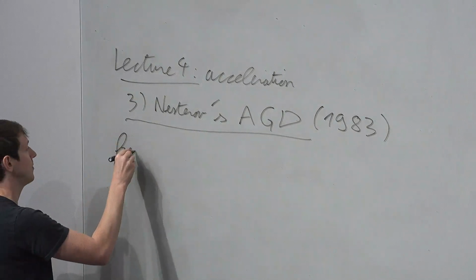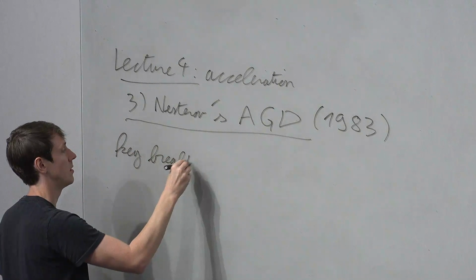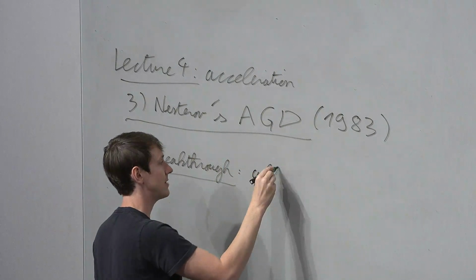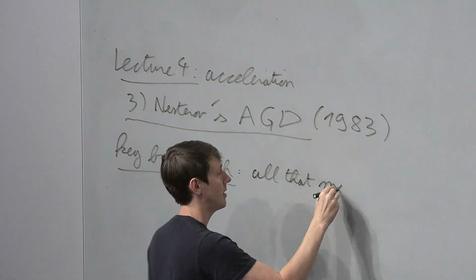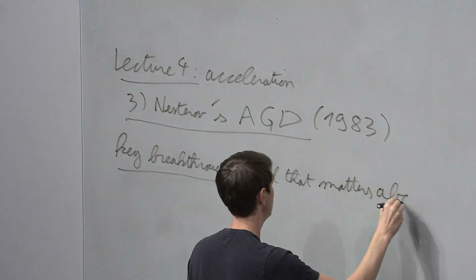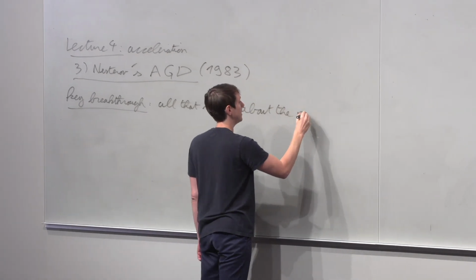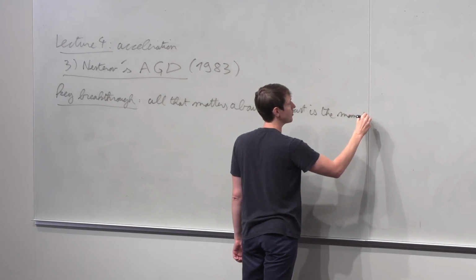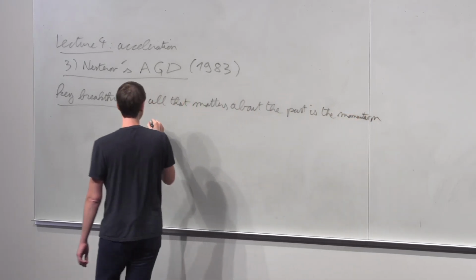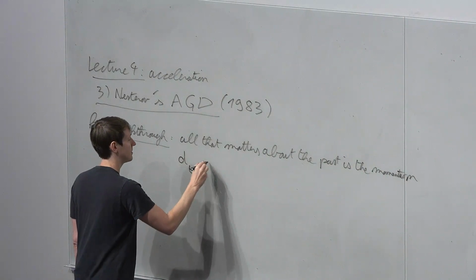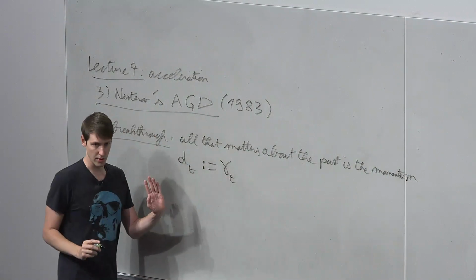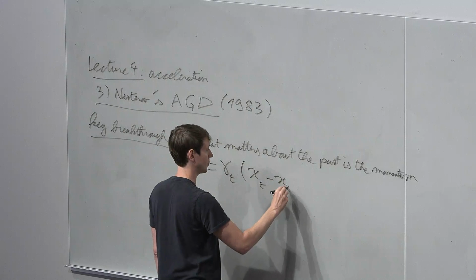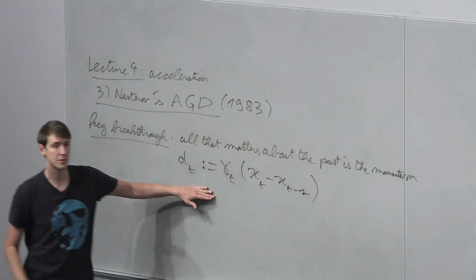Okay, so the key breakthrough is that all that matters about the past is the momentum. Okay, so what is the momentum? The momentum is just where you're coming from. Okay, so I will call dt some number gamma t, which is like a step size, times xt minus x t minus 1. Okay, this is the momentum term.